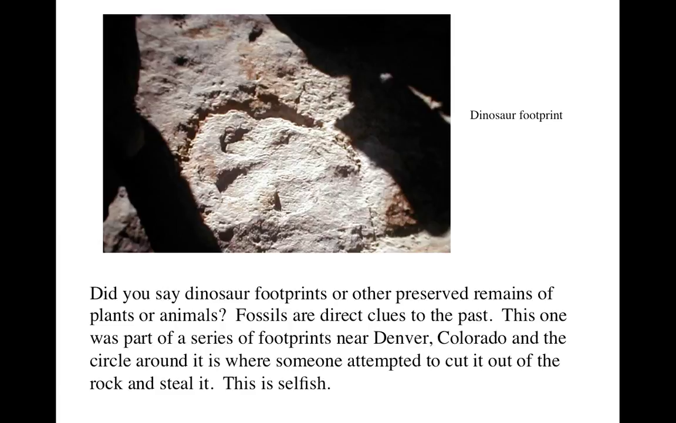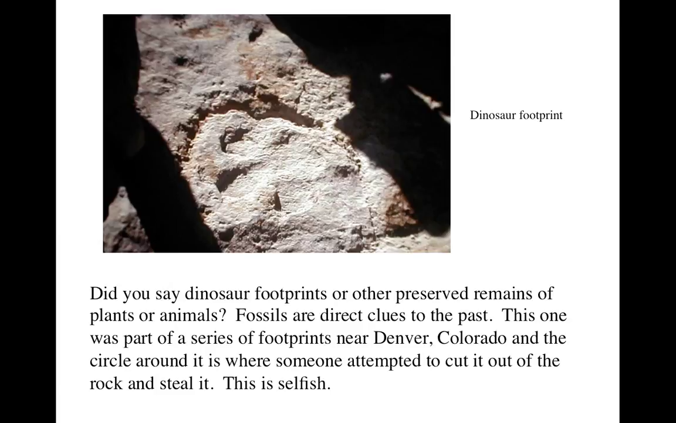Well, did you say that maybe dinosaur footprints or other preserved remains of plants or animals? Because fossils are direct clues to the past. In order for a fossil to form, the organism has to be buried quickly, or its trace, its track, or its tail mark, or its skin imprint, or the imprint of a leaf. It has to be buried pretty quickly. Otherwise, it gets weathered and eroded away.